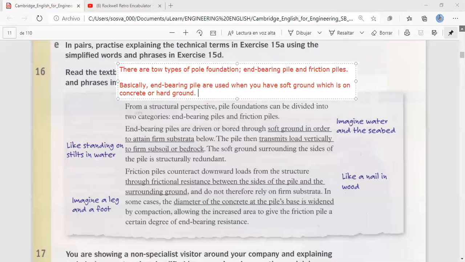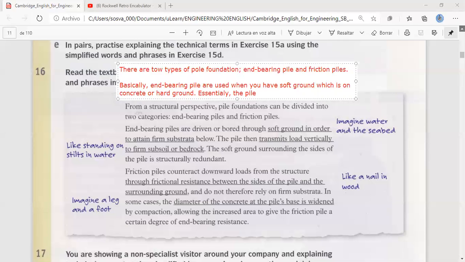The pile then transmits load vertically to firm subsoil. Another connector? Frictional resistance between this, to the concepts? He's talking about the impact, or essentially. Use the connector to the concepts, because we were talking about concepts. So essentially, the pile what?